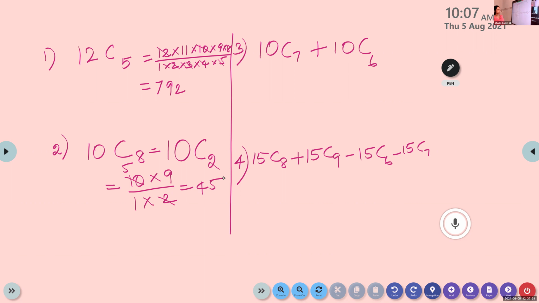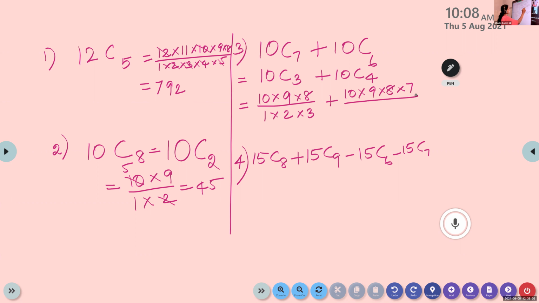Look at the next one, 10C7 and 10C6. 10C7 will be the same as 10C3. And what about 10C6? It is the same as 10C4. Now, how will you evaluate 10C3? 10 onwards, three numbers: 10 into 9 into 8 by 1 into 2 into 3, plus 10C4, which is 10 into 9 into 8 into 7 by 1 into 2 into 3 into 4.